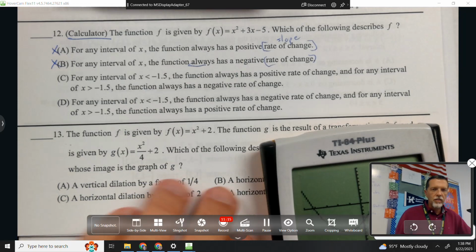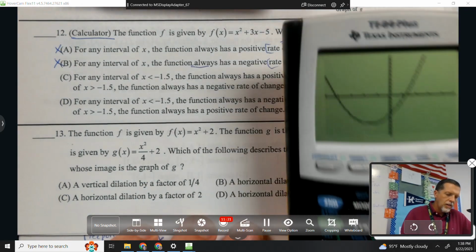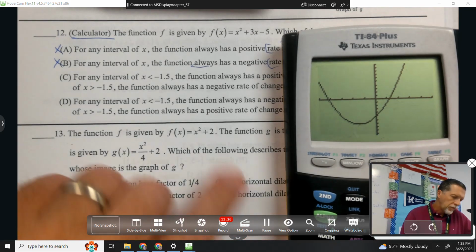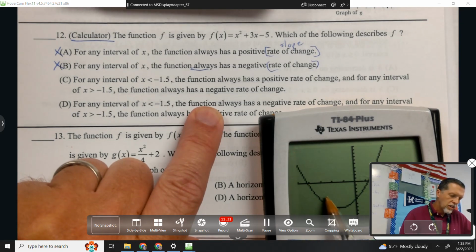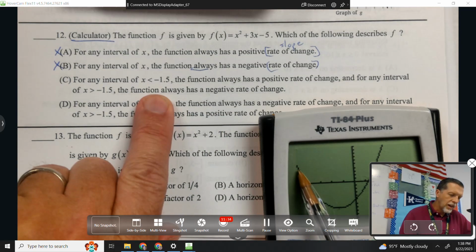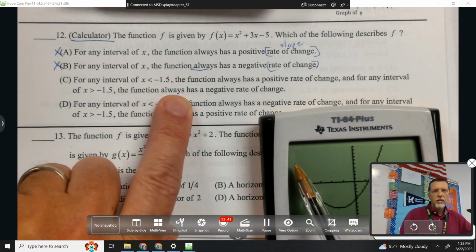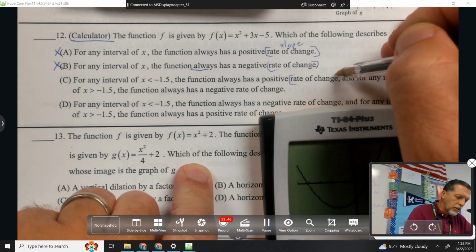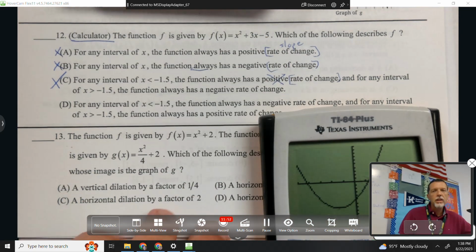Okay, now we get to some crazy stuff. For any interval less than negative 1.5, okay, so 1.5 must be the spot where it changes. The function always has a positive rate of change. For less than negative 1.5, we have a positive rate of change. Yes or no? For less than negative, so we're over there. That would be a no, because rate of change means slope. We have a negative slope, so I don't even need to read what comes after it. That doesn't work.